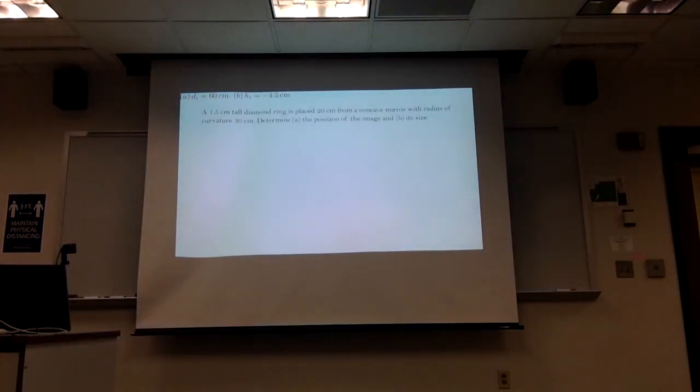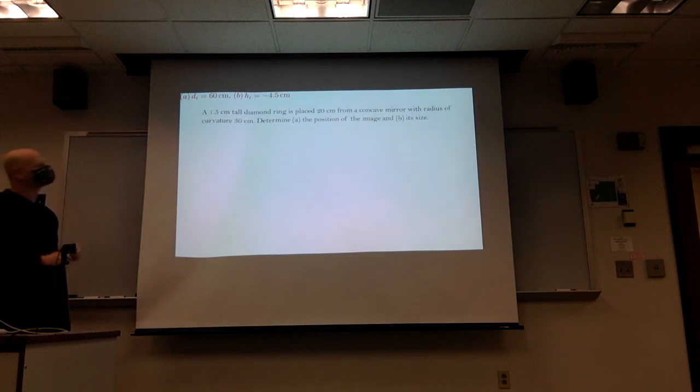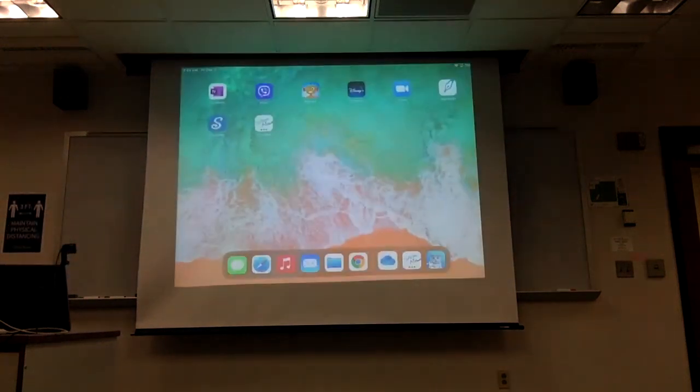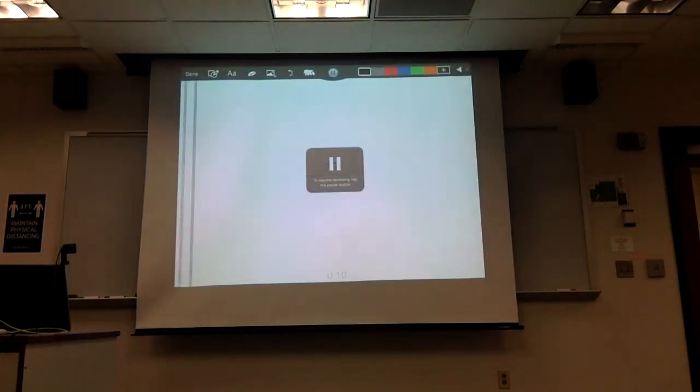So this says we have a 1.5 centimeter tall ring placed 20 centimeters from a concave mirror with a radius of curvature of 30 centimeters. It wants us to determine the position of the image and its size. So let's go ahead and do that. And then after that, I'll do more on Monday. We'll write down some sign conventions for these things, but let's do this now.